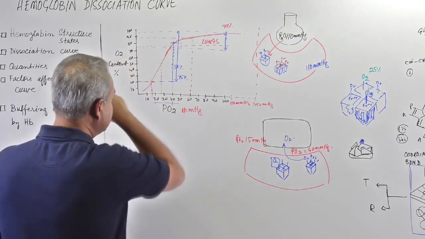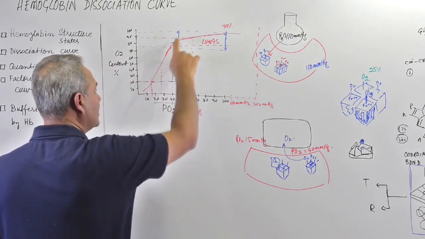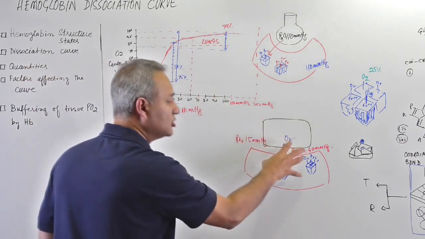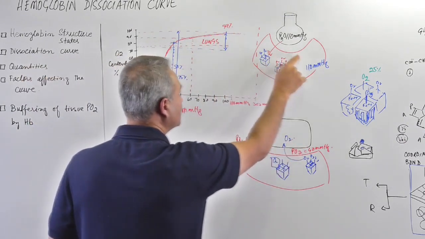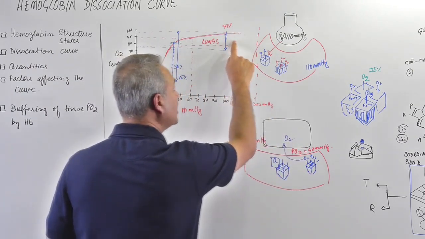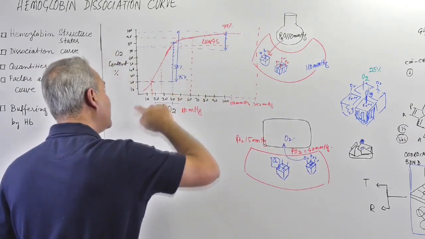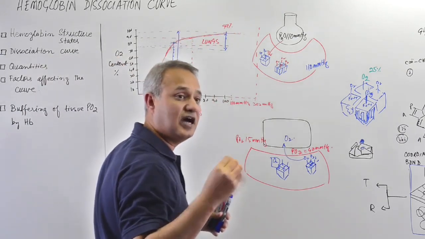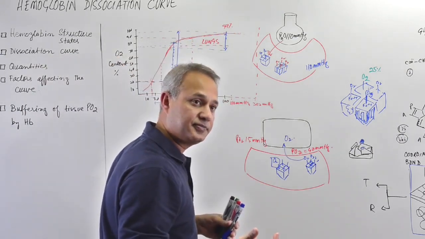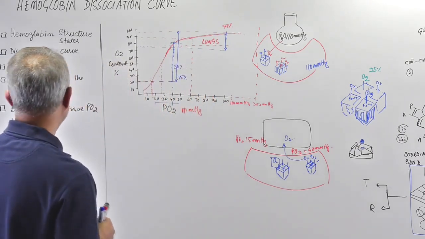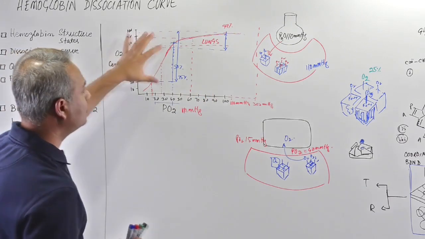So what you say is this: the slope part represents the activity in the tissue, the plateau part represents the activity in the lungs, or the plateau represents the loading of oxygen, and the slope part, the steep part of the curve, represents the unloading of the oxygen. Make sense? Okay. So now also let's see quantities of hemoglobin.